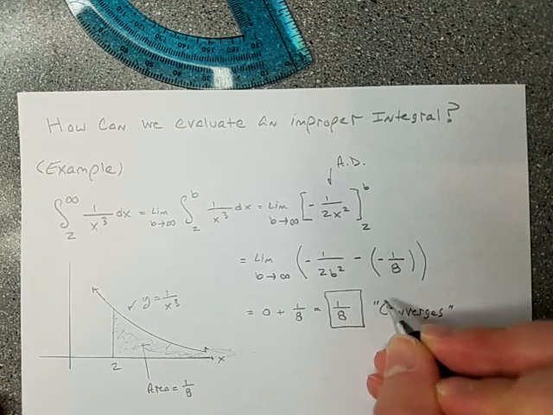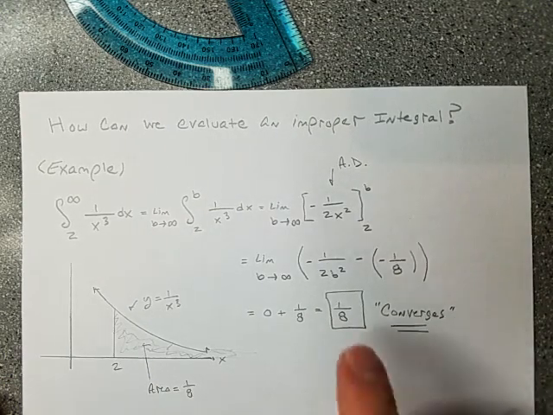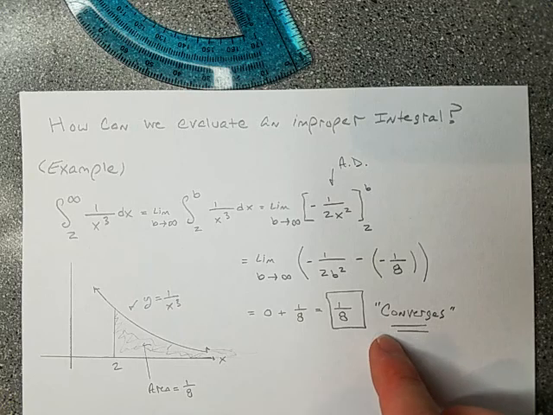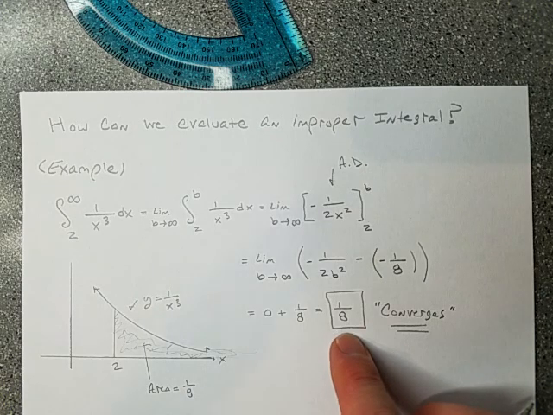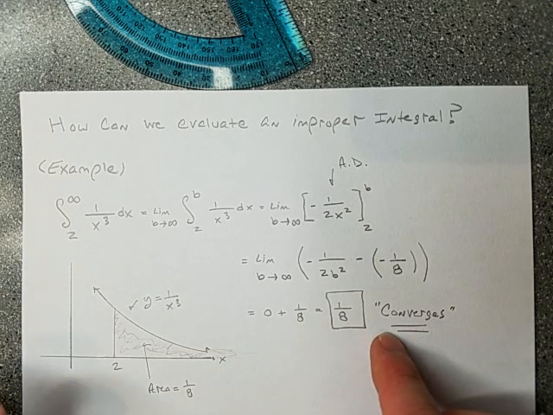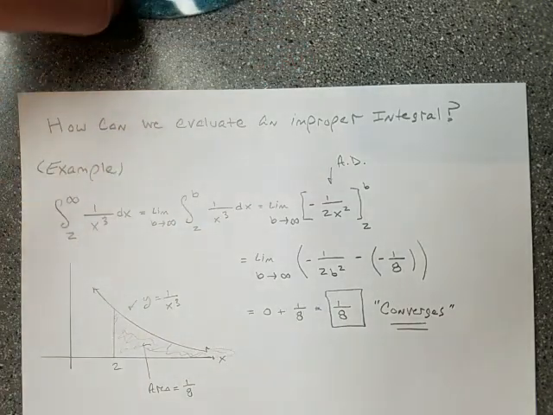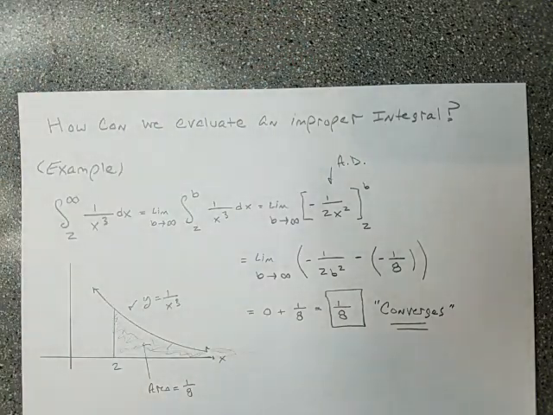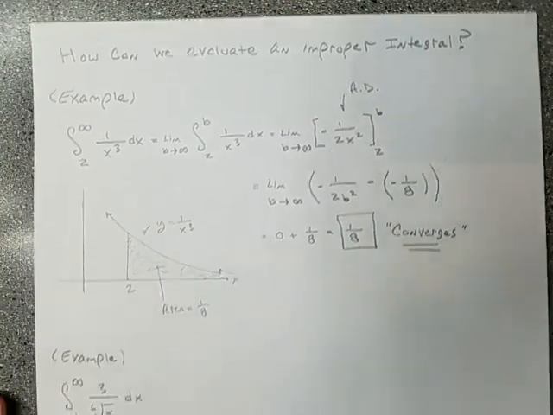Okay? All right. If I got infinity there, then I wouldn't say it converged. But if I get a finite number of any kind, I say it converges. So this particular improper integral converges. Let's look at another problem.